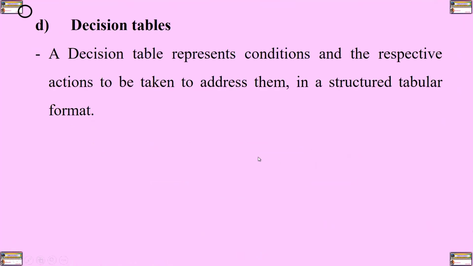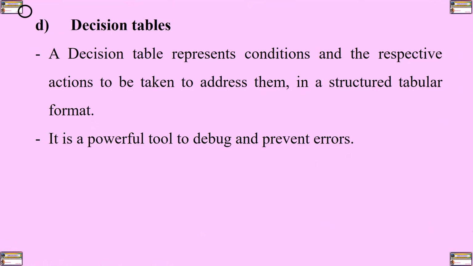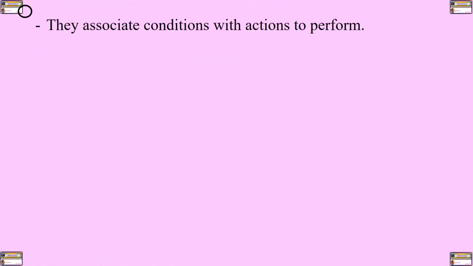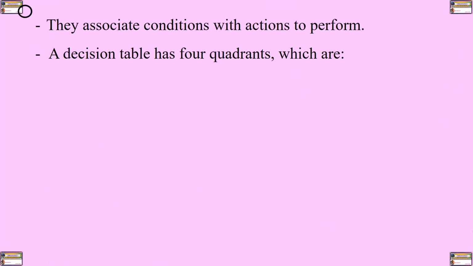Number 4 is what we call the decision tables. A decision table represents conditions and the respective actions to be taken to address them in a structured tabular format. It is a powerful tool to debug errors. It helps group similar information into a single table. And then by combining tables, it delivers easy and convenient decision making. They associate conditions with actions to perform.